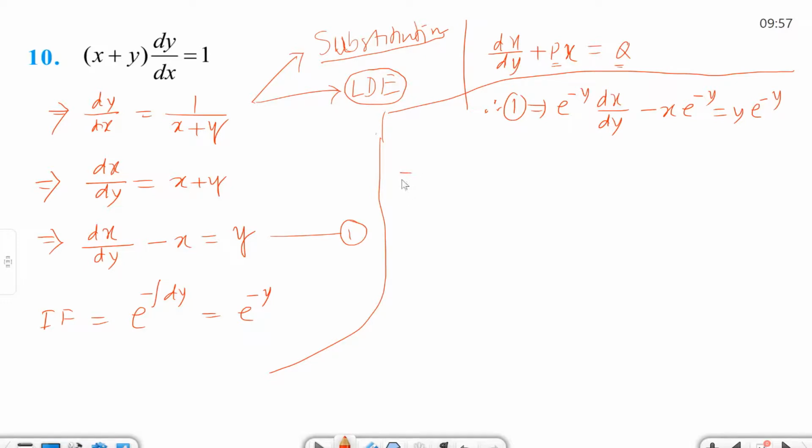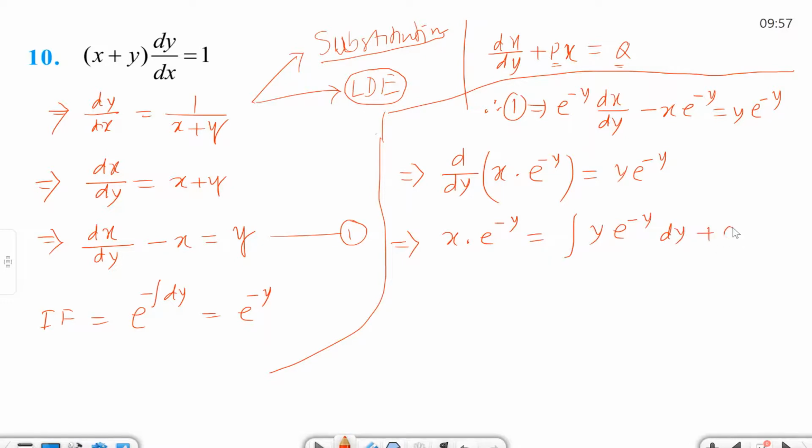So the left-hand side can be written in short form as d/dy of the linearity variable, which is x, into the integrating factor e to the power minus y, equal to the right-hand side, simply y into e to the power minus y. So x into e to the power minus y is equal to the integration of y e to the power minus y dy plus constant c.